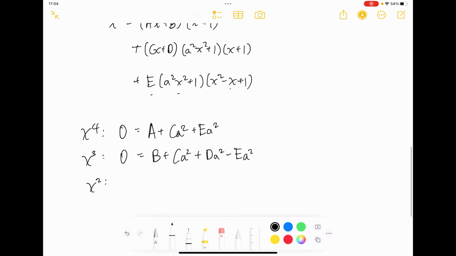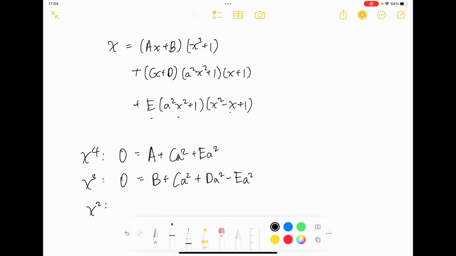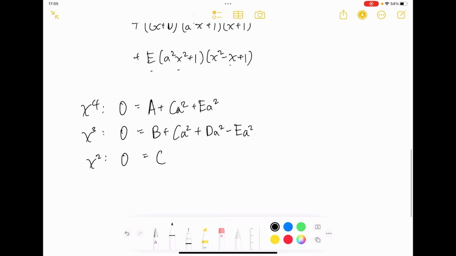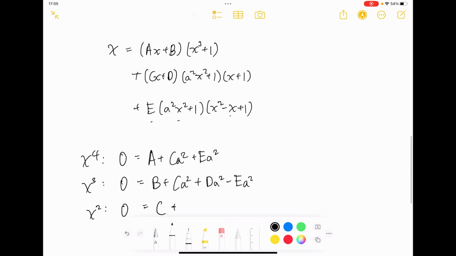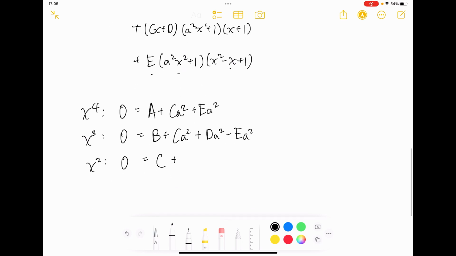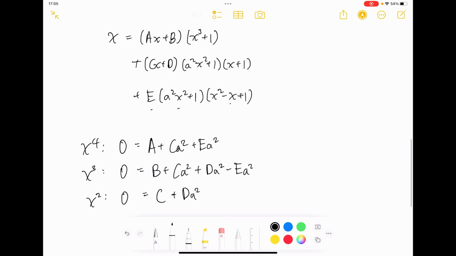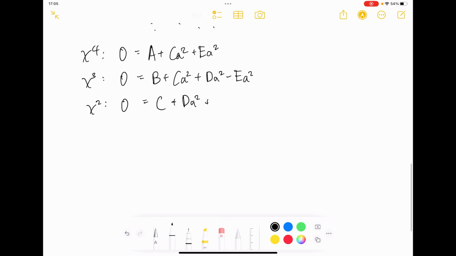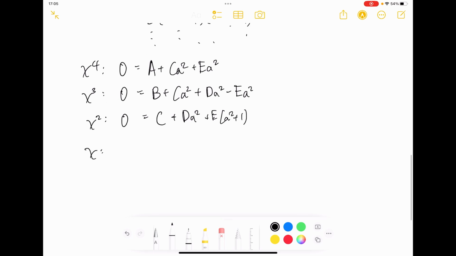And for x squared, the first row has nothing. The second row is cx times 1 times x. So c is one of them. And then is d one of them? Yep, da squared. And e's got 2 actually. So e times a squared x squared times 1, or e times 1 times x squared. So we've got a plus ea squared and a plus e. And we're actually going to factorize this into a squared plus 1 here, just for future purposes, wink wink.